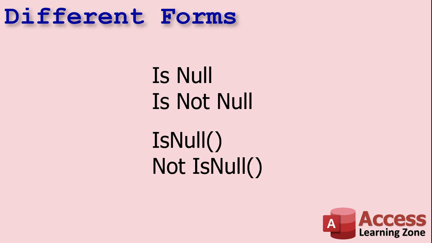Now be careful with your use of the not keyword. If you're using query criteria, it's is null and is not null, right? Separate words and is not null. Whereas if you're using the function, it's is null, one word, and then your field goes in parentheses after it, right? And then not space is null. All right, it's a little different depending on your usage. Yeah, I know it's confusing, but you get used to it.